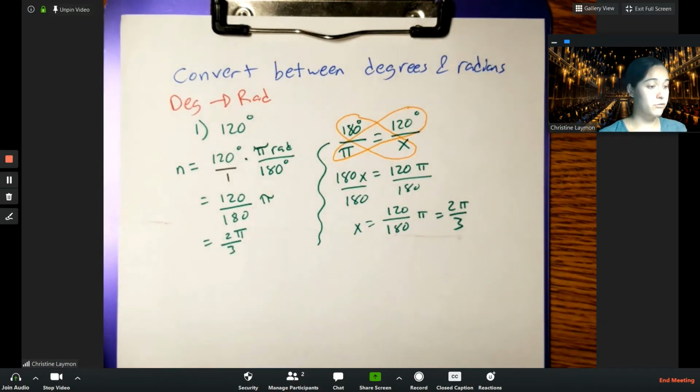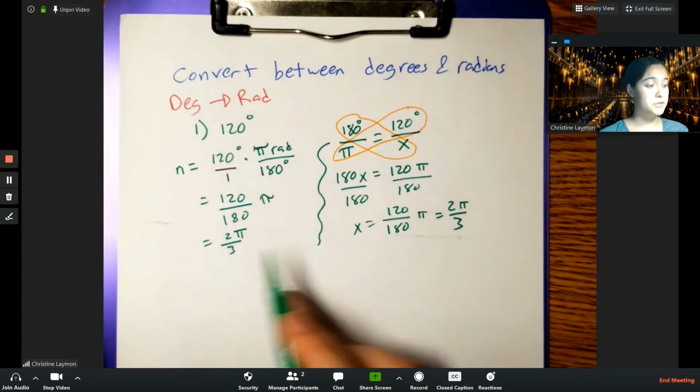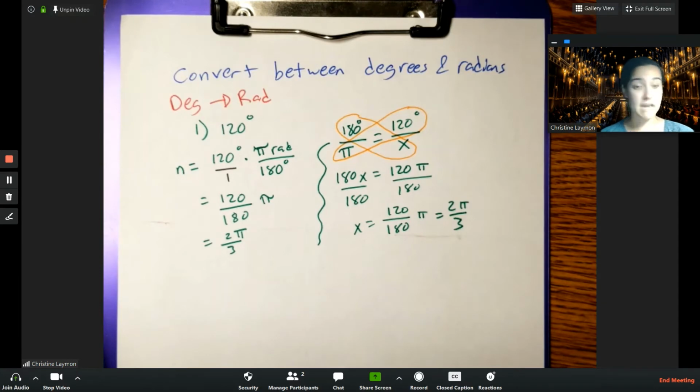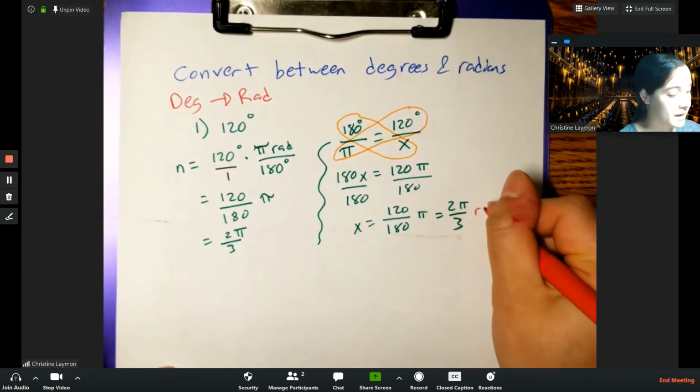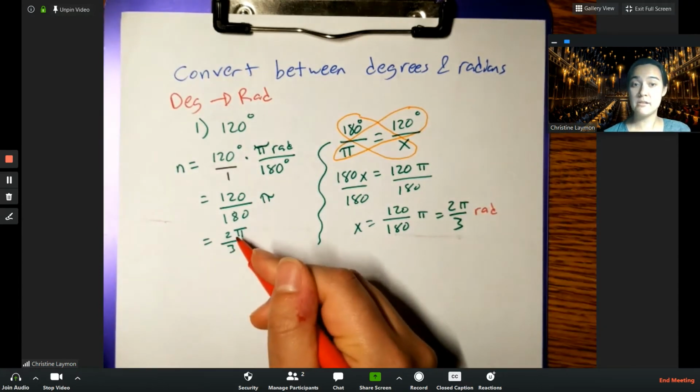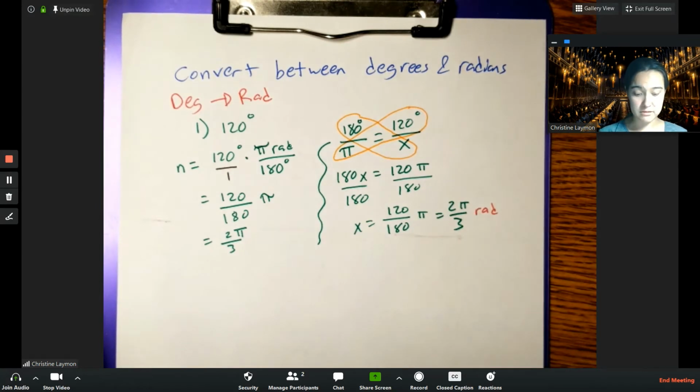So from degrees, the 120, I have answers in radians. You can write down the word radian, or you can write down rad, or you can leave it blank. Just know that when I have pi in that final answer, I'm talking about radians. So that's an example going from degrees to radians. Let's take a look at another one.